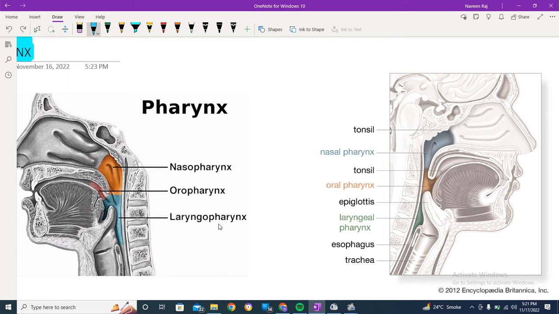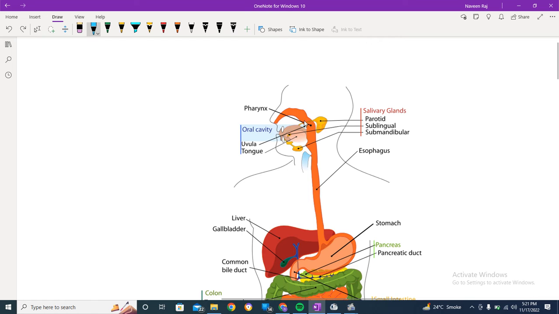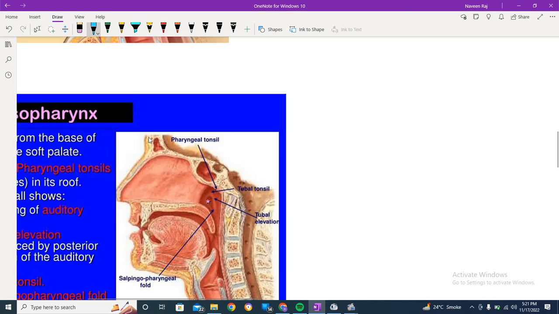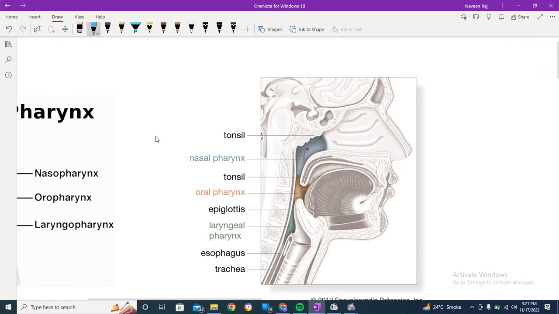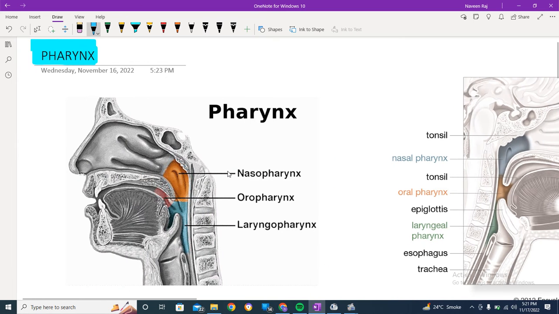Now, what is the length? It is around 5 inches, 12 to 14 centimeters long, going from here to here. Sorry, 5 inches and 12 to 14 centimeters, in other words. What is the position and how is it divided? First of all, the pharynx is this part, this one over here. This one is a part of the pharynx.